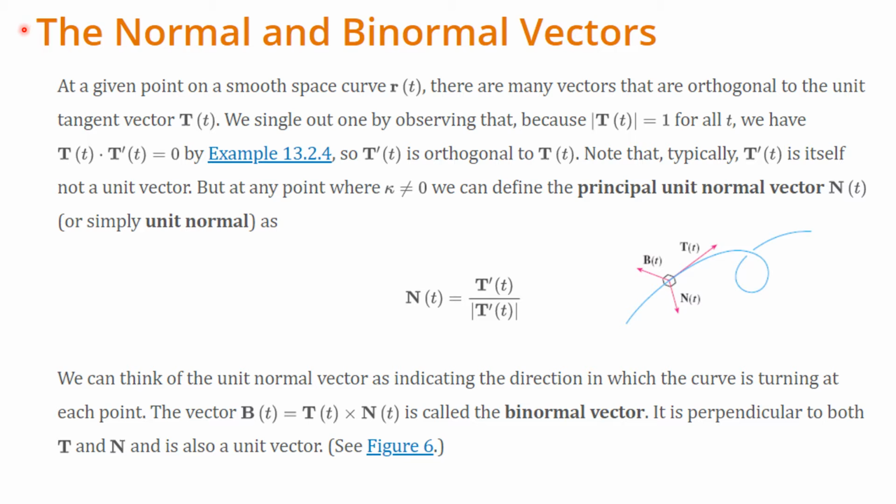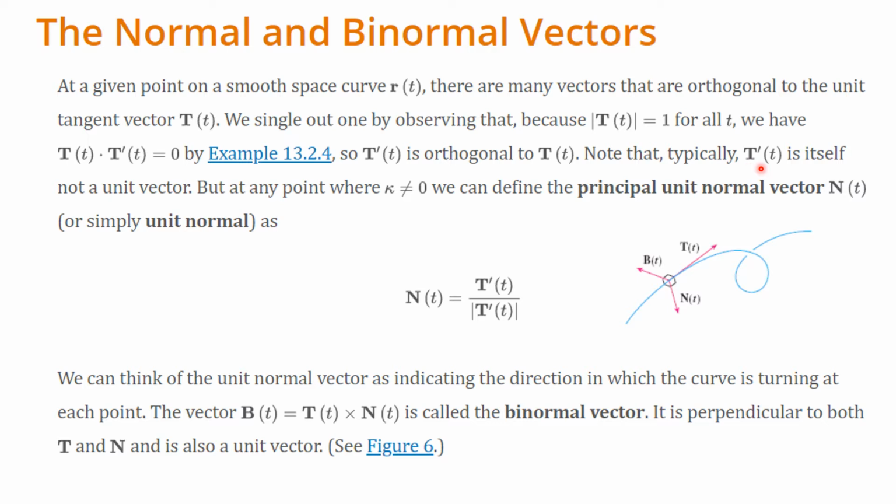The normal and binormal vectors. At a given point on a smooth curve r of t, there are many vectors that are orthogonal to the unit tangent vector capital T of t. We single out one by observing that because the magnitude of capital T of t is 1, a constant for all t, capital T of t dotted with T prime of t is equal to 0. So T prime of t is orthogonal to T of t.